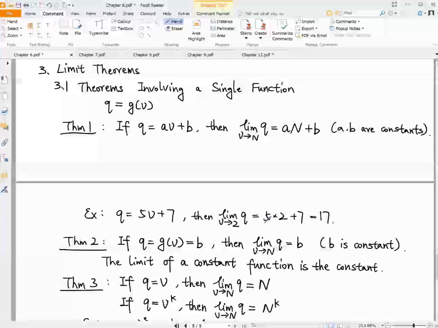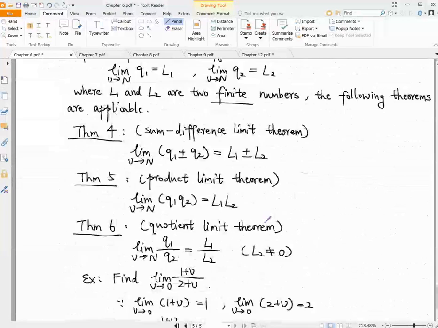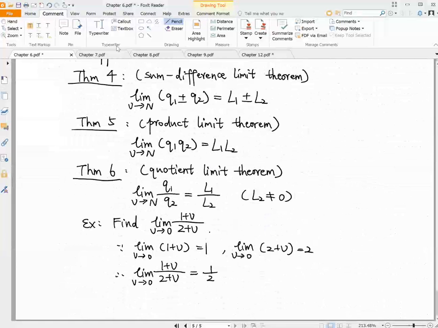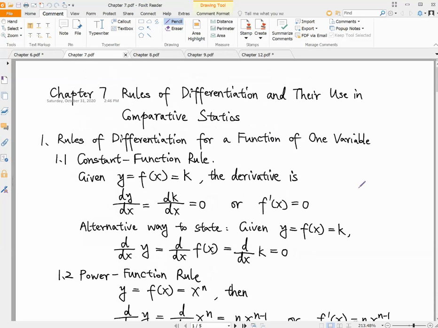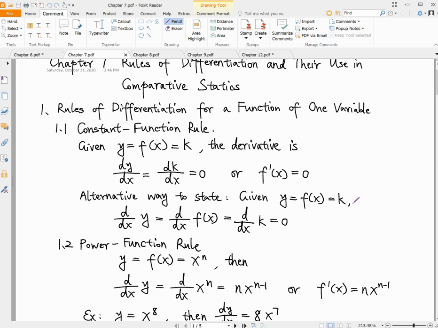Okay, and here comes some of the limit theorems, and you need to know them, right? And this is chapter 6. For chapter 7, we continue talking about differentiation. I mean, from chapter 6 to chapter 12, everything is about differentiation, right? So that's the most important thing you need to know.